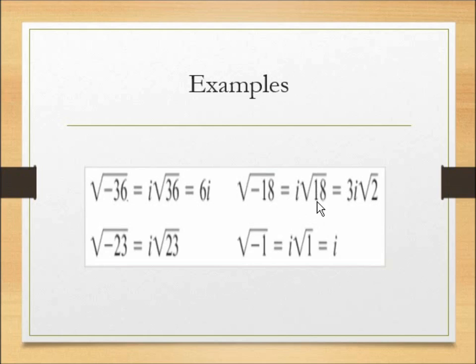Now 18 can be broken down into 3 into 3 into 2. That is 9 into 2. So it can be written as under root of 3 square multiplied by 2. So we can take out the 3 square from underneath the radical, and we can get 3i over here and under root of 2.